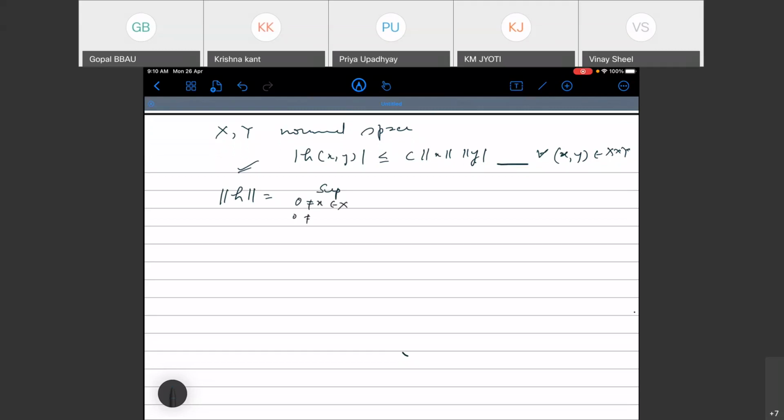you all know how we get this. So you have already seen all these things, and this is the same as when we take the supremum of the modulus of h(x, y), where the norm of x equals 1 and the norm of y equals 1. This is the same as this, and this is called the norm of h.